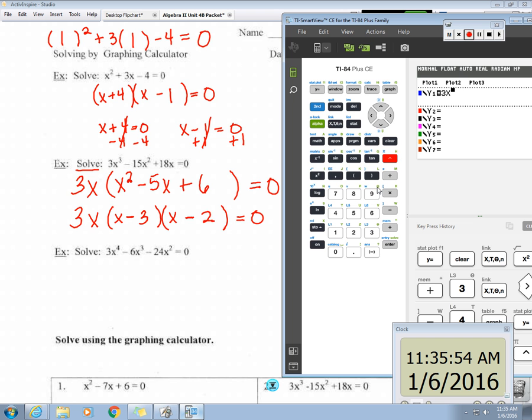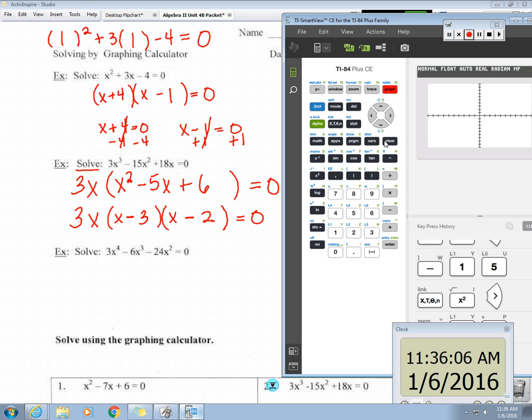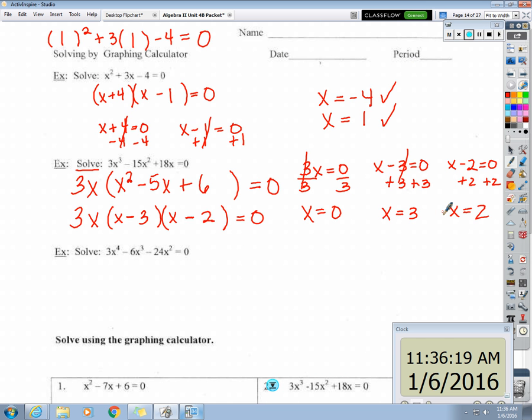3x cubed minus 15x squared plus 18x. Okay, we can see that it crossed the x-axis 3 times because it's cubic. It crossed it at 0, 2, and 3. And doesn't that make sense because those are the solutions we got? Okay, so now let's try the next one.